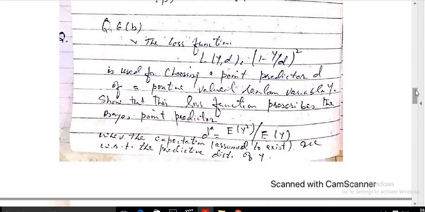Now see the b part of this question. The loss function L(y, d) is equal to 1 minus y over d, whole square, and is used for choosing a point predictor d of a positive valued random variable y. Show that this loss function prescribes the Bayes point predictor d star equal to expected value of y square divided by expected value of y, where the expectations are with respect to the predictive distribution of y.